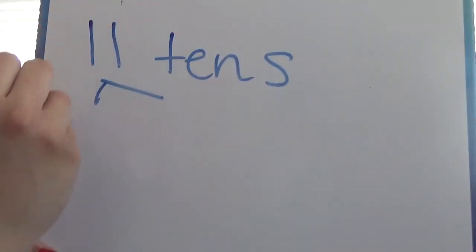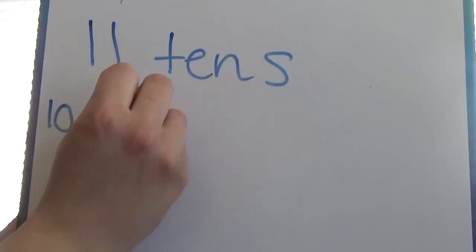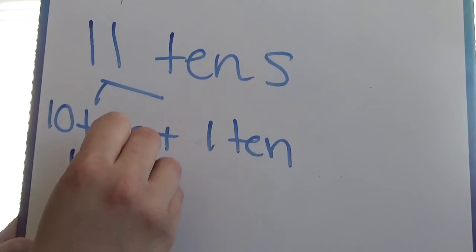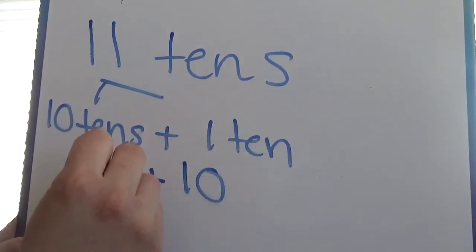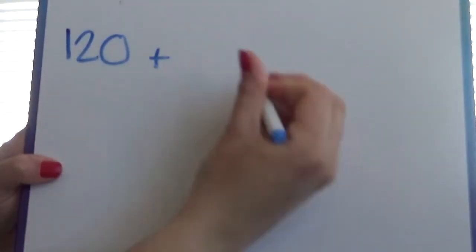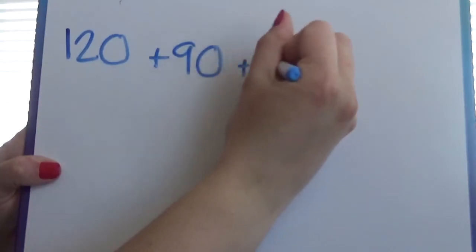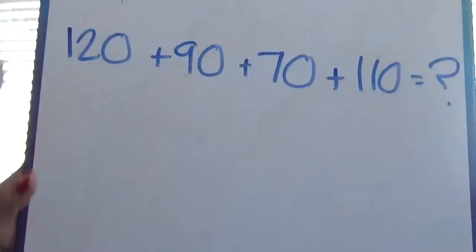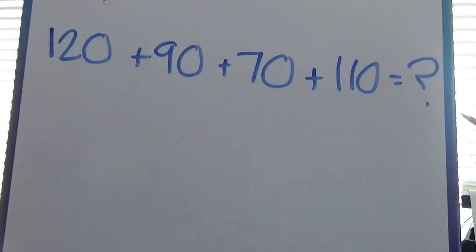And the last one, 11 black hearts means 11 tens. So thinking about that, we're talking 10 tens plus 1 ten. We know 10 tens has a value of 100 and 1 ten has a value of 10. You add them together, you get 110. So we just figured out that he has 120 red triangles, 90 blue stars, 70 yellow squares, and 110 black hearts. And our job is going to be to add these numbers together.